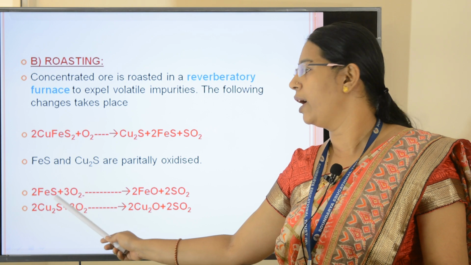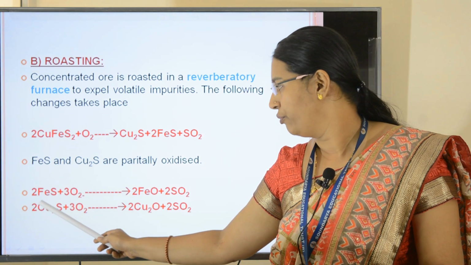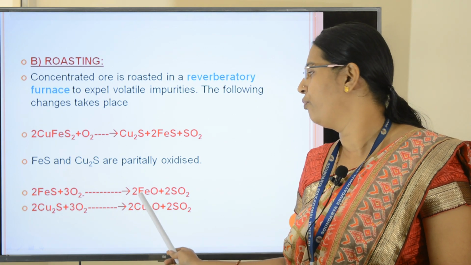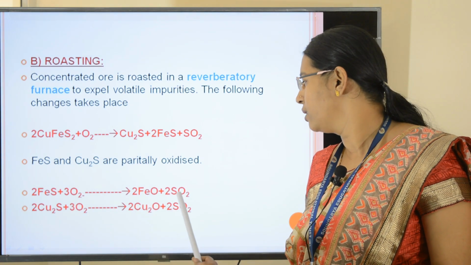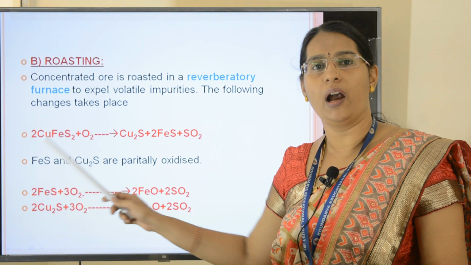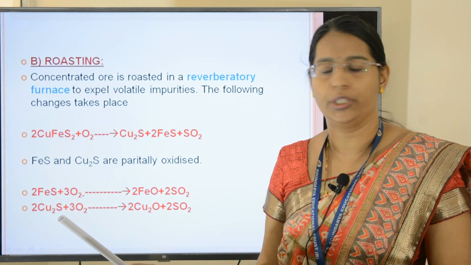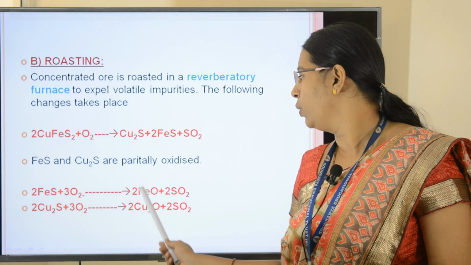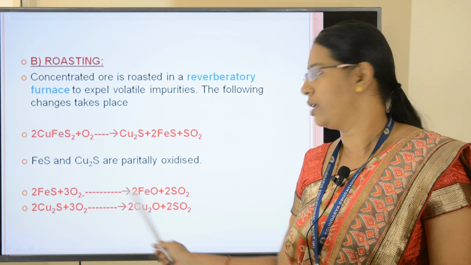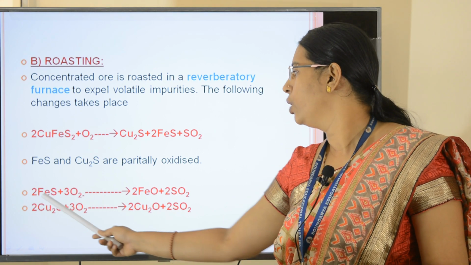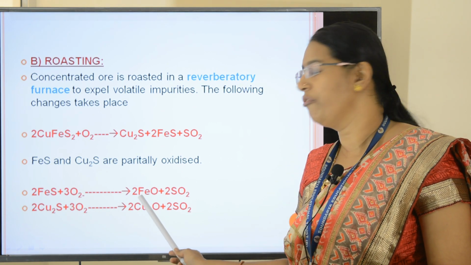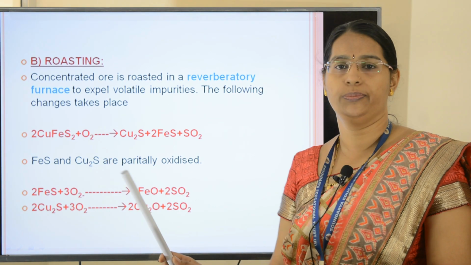As a result, a small amount of ferrous sulfide reacts with oxygen and forms ferrous oxide and sulfur dioxide. I repeat, ferrous sulfide undergoes partial oxidation and is converted into ferrous oxide and sulfur dioxide gas. This is the balanced equation: 2FeS plus 3O2 gives 2FeO plus 2SO2.